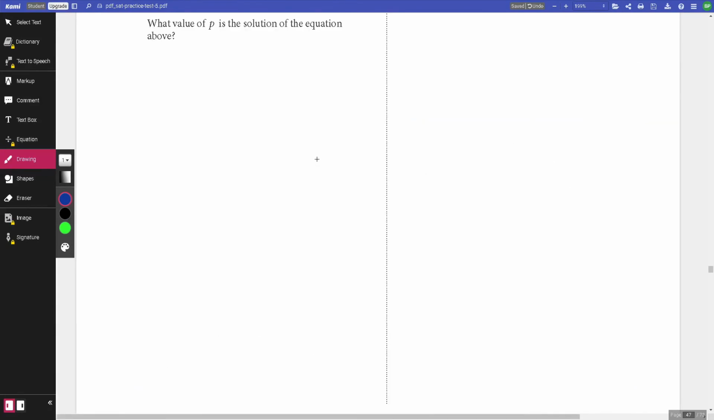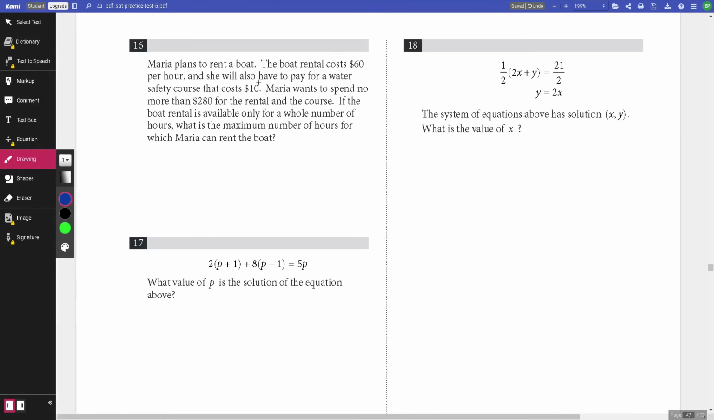So we're on the grid section, so there's no multiple choice. Maria plans to rent a boat. The boat rental costs $60 per hour. She will also have to pay for a water safety course that costs $10. She wants to spend no more than $280 for the whole thing. If boat rental is only available for a whole number of hours, what's the maximum number of hours she can rent the boat? So let's make an equation.